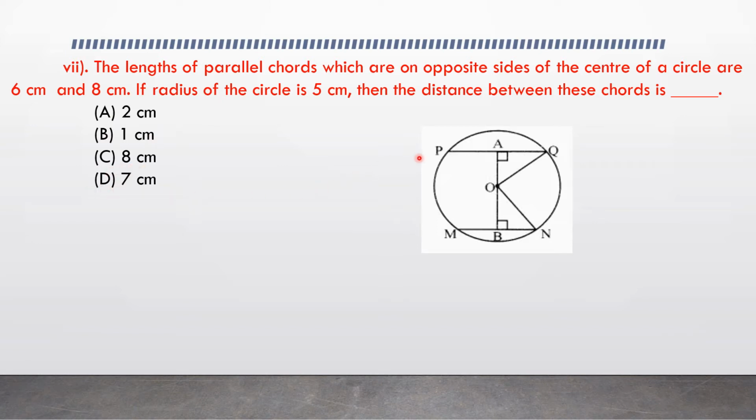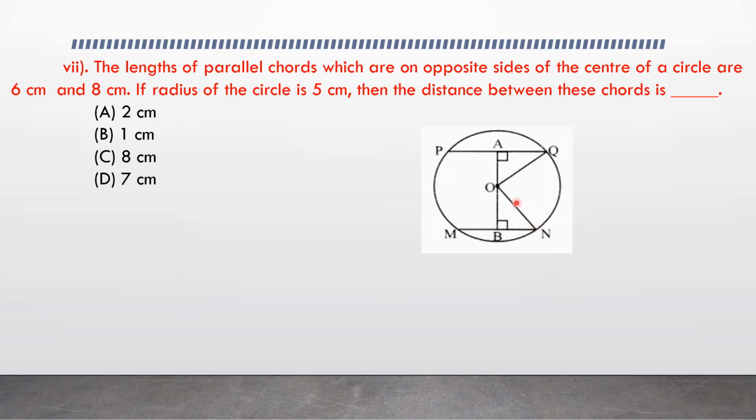First draw the figure, and here in this circle PQ and MN are the two chords of length 8 centimeter and 6 centimeter. And in these chords, the length of AQ is equal to half of PQ, that is equal to 4 centimeter. And in this figure, length of BN is equal to half of MN is equal to 3 centimeter. And OA perpendicular to PQ and OB also perpendicular to MN.